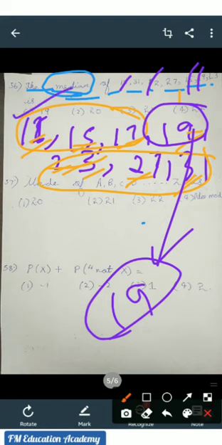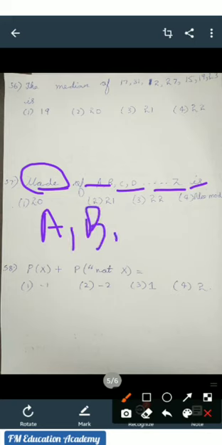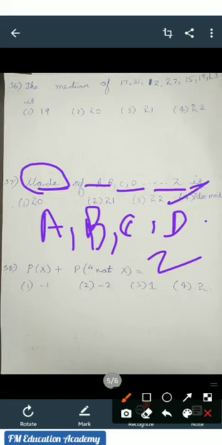Option 1. Next, mode of a, b, c, d up to z is how much? What do you mean by mode? Mode means the common elements. But if you observe a, b, c, d, no alphabet is repeating up to z. All are different only. So there is no similarity between the alphabets. So we can say the mode of a, b, c, d up to z is no mode.